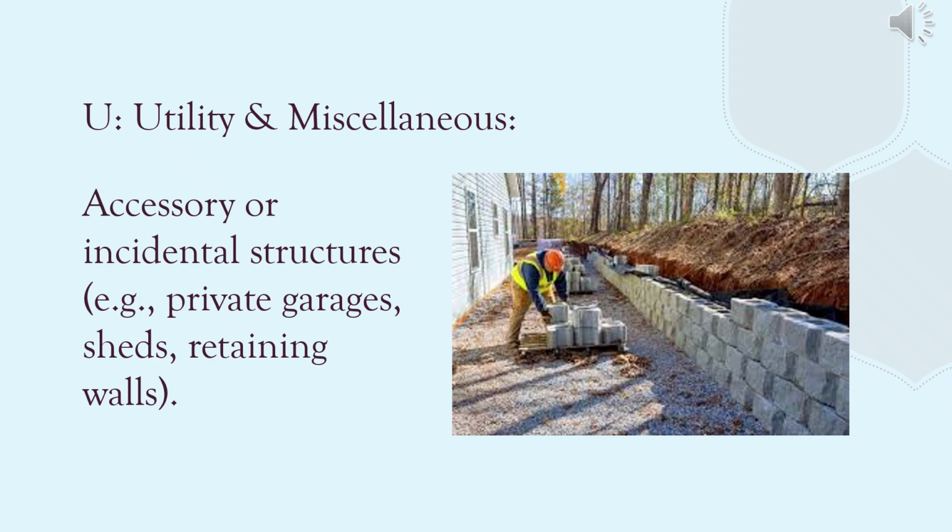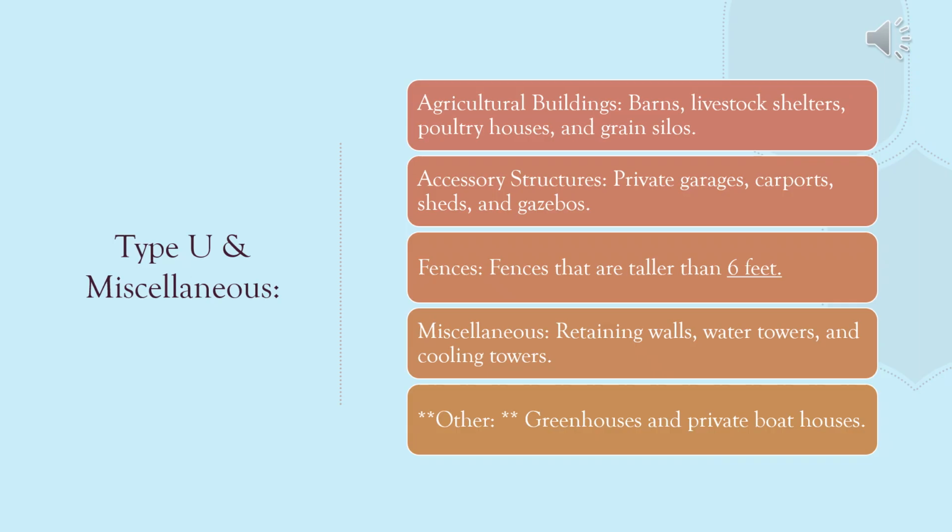So our next category is going to be type U. This is kind of where you put everything that won't fit anywhere else. It's utility and miscellaneous, accessory or incidental structures. So this is going to be your private garages, sheds. A retaining wall would be a type U occupancy. Other good examples would be agricultural buildings such as a barn, a fence. Again, we talk about water towers, cooling towers. I would be thinking cell towers may very well be under this type U miscellaneous occupancy.